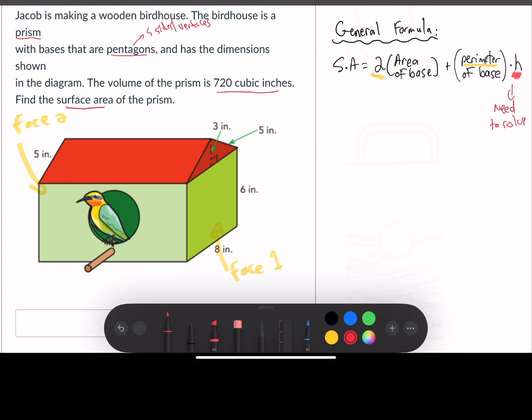Now, at first it might seem a little bit difficult to solve for this, but remember they gave us the volume, and the general formula for the volume is the area of the base multiplied by the height. I'm going to write area of base and then multiplied by the height. And so since we have our V here and we can calculate the area of the base, then we can isolate for our height.